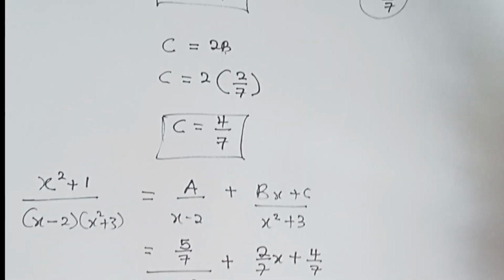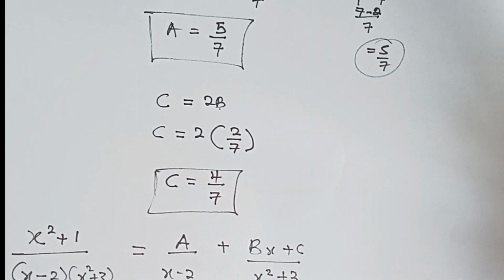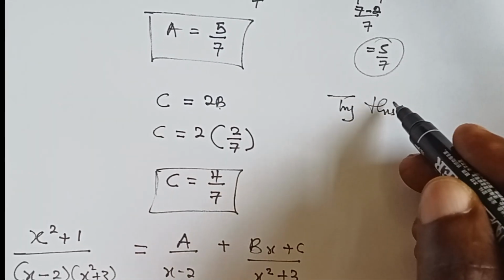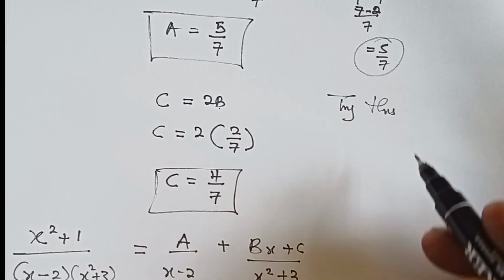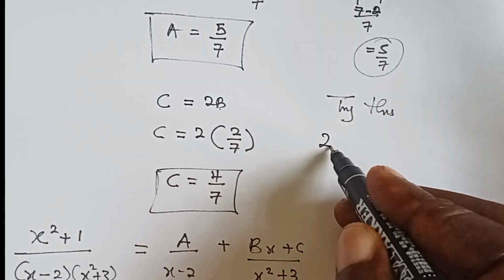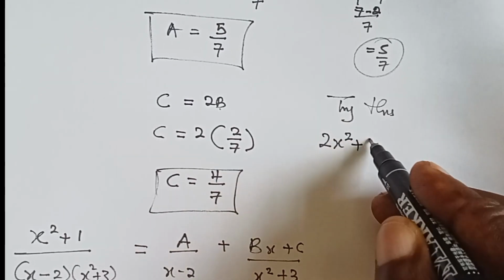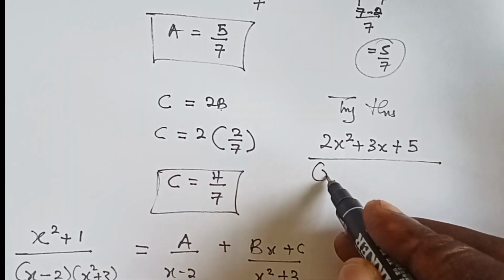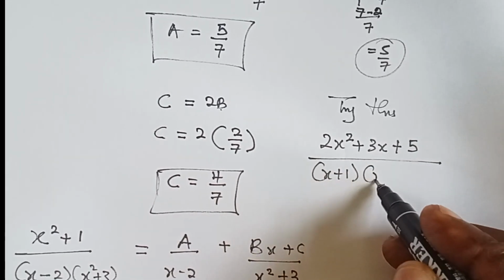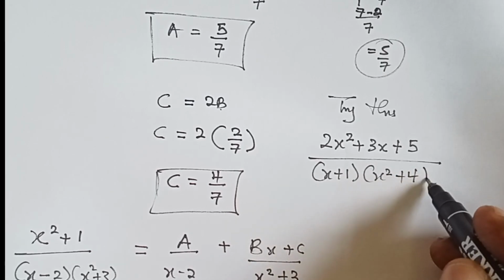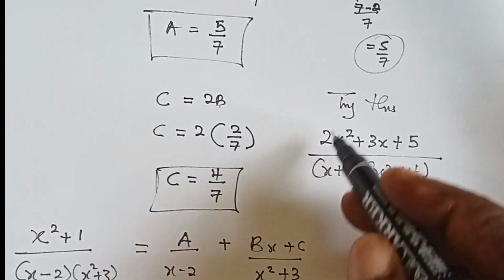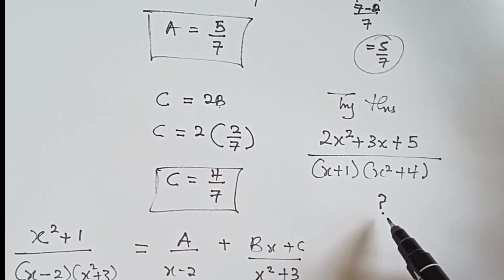Okay, guys, now let's try this. Let's resolve this into partial fraction. We have (2x squared plus 3x plus 5) over (x plus 1)(x squared plus 4). Okay, now let's resolve this into partial fraction and drop our answer in the comment section.